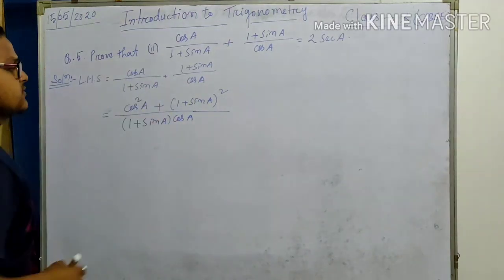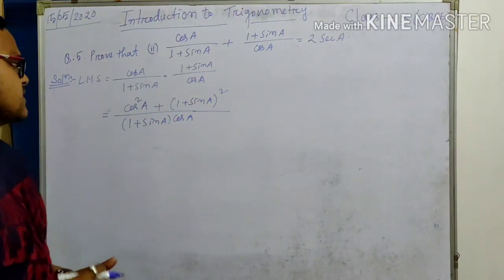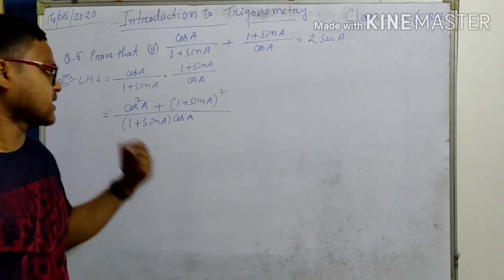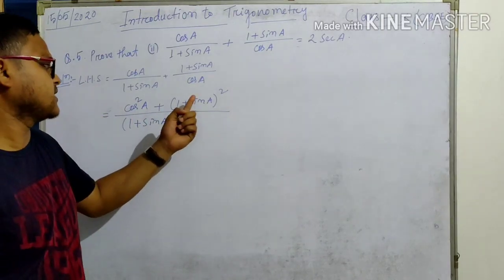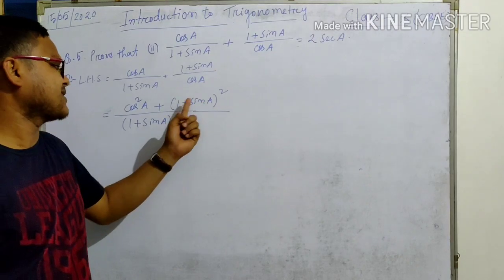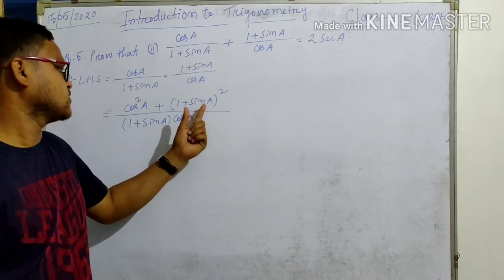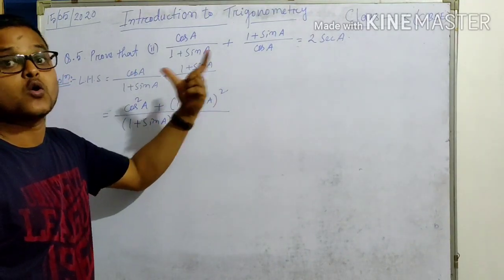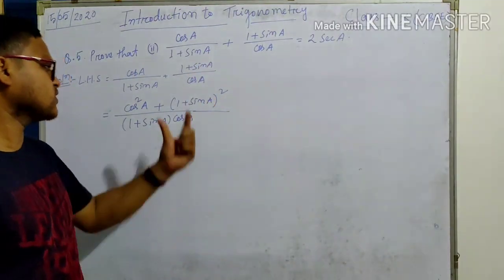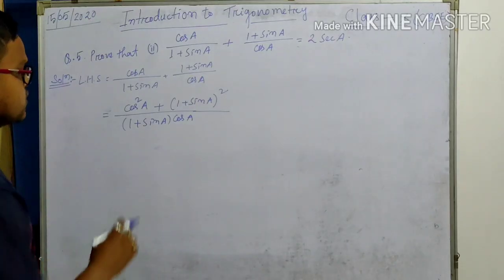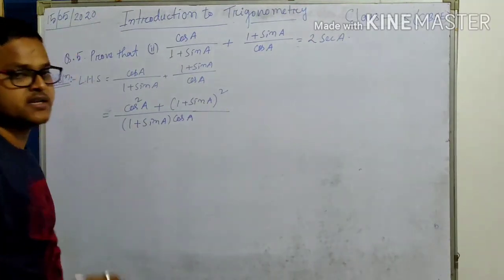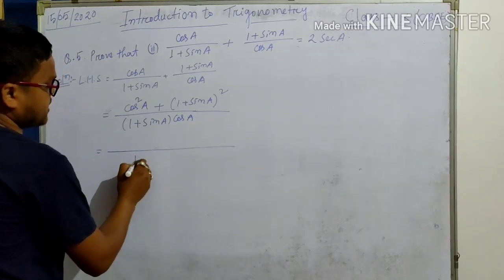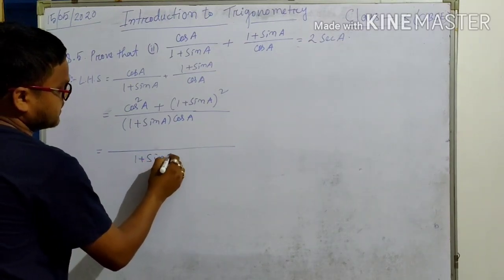Here, most of the time, students make a mistake, because they put 1 plus sin square like that. So you have to use a bracket: 1 plus sin a whole square. Okay, not 1 plus sin square. So you have to put here 1 plus sin whole square. Okay. Now you see in the denominator part you write the same, no problem.